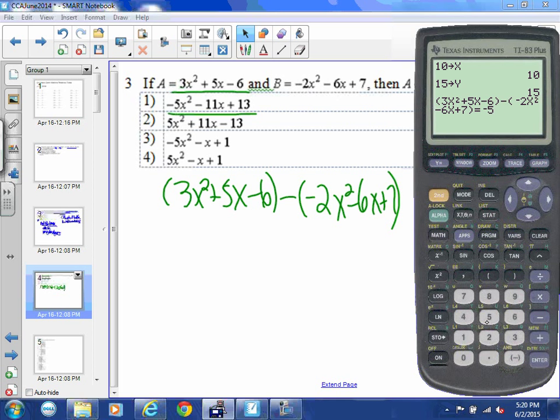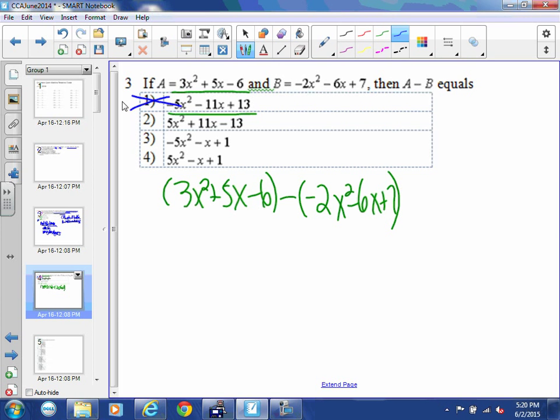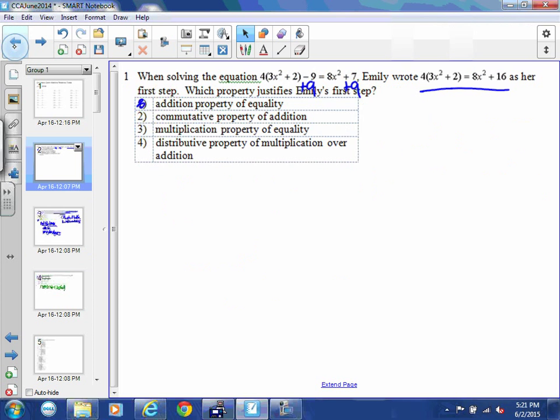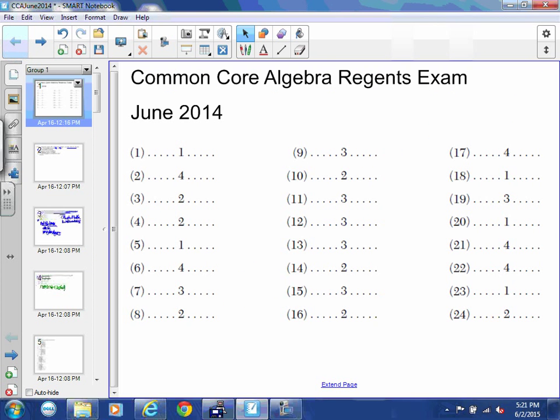Negative 5x² − 11x + 13. If it gives me 0, it means it's wrong. So that's not the answer. I keep on going until I get a 1. Now, with your calculator, you can just go up and highlight it. However, with mine, you can't. So, to save a little bit of time, I'm going to look at the answers, and number 3 is choice 2.